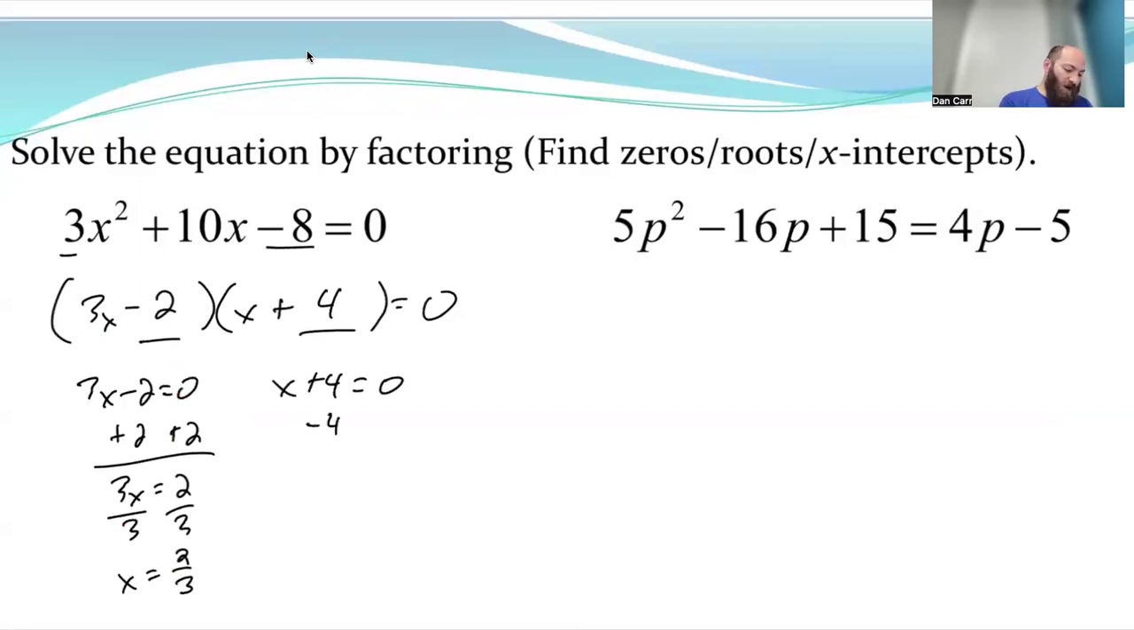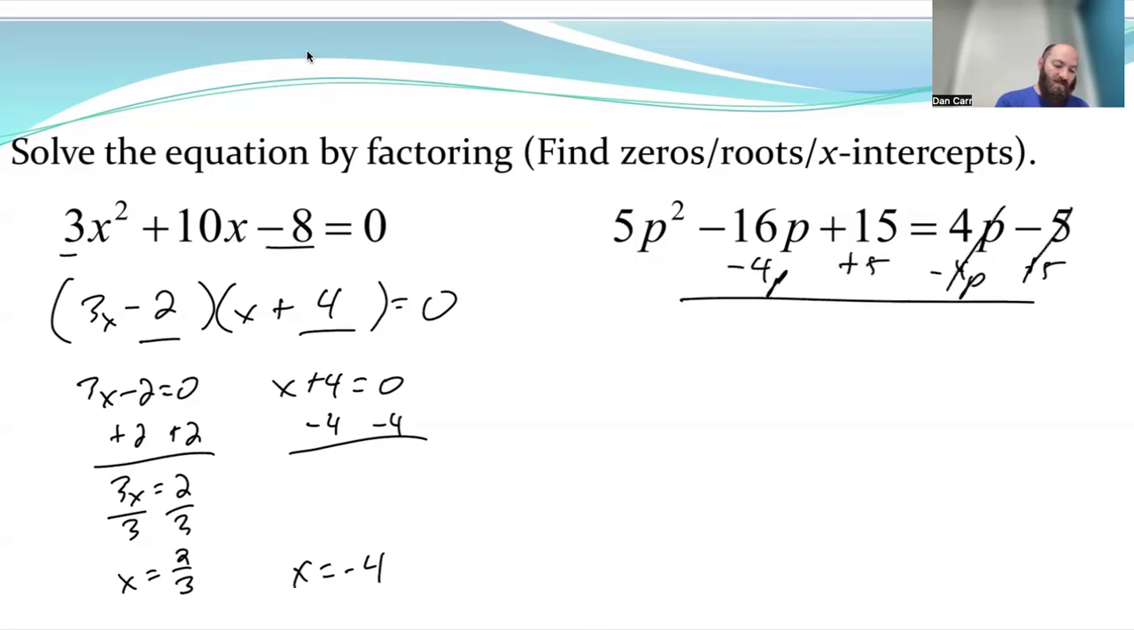Over here, we just subtract by 4, so x equals a negative 4. All right. For the next one, make sure that, again, it's got to be equal to 0 first. So I'm going to start by subtracting 4p. I'm going to add 5 over. That way that's 0 on this side. So 5p squared minus 20p plus 20 equals 0.